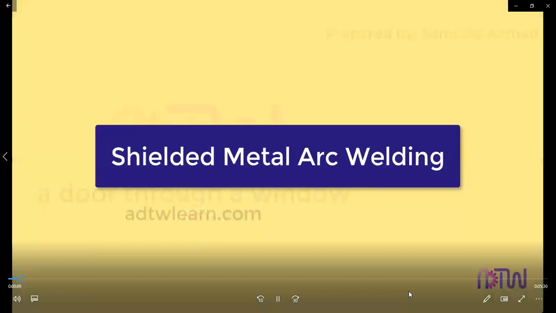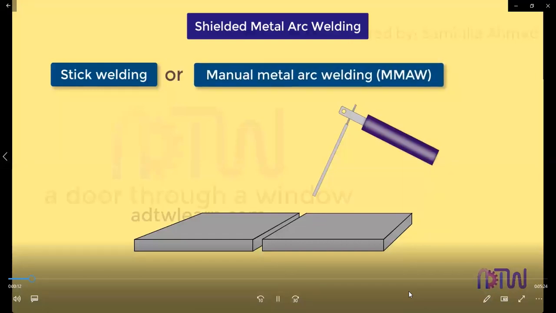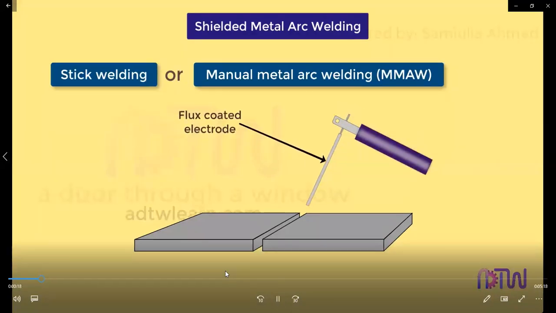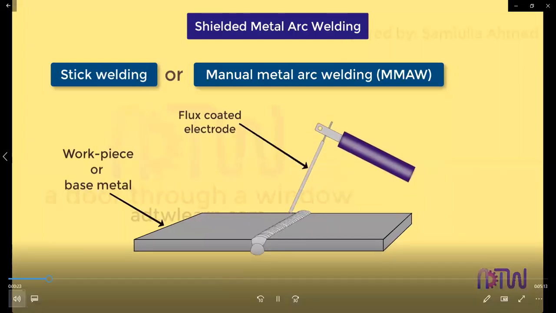Shielded metal arc welding. Shielded metal arc welding is also referred to as stick welding or manual metal arc welding, in short MMAW, in which an arc is struck between the flux-coated consumable electrode and the base metal to start the welding process. It is the most common type of welding process seen in any job shop industry.